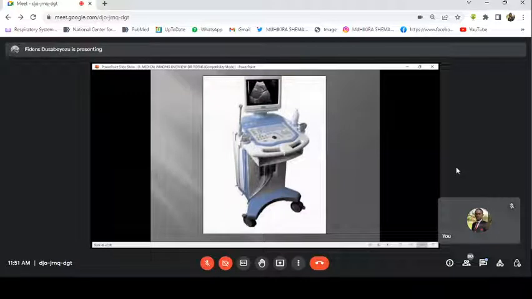I hope you know how an ultrasound machine looks like. This is one example of an ultrasound machine, where you have this panel that you can use in different ways. You have a gel. We use gel to... Do you know why you use a gel on the skin?